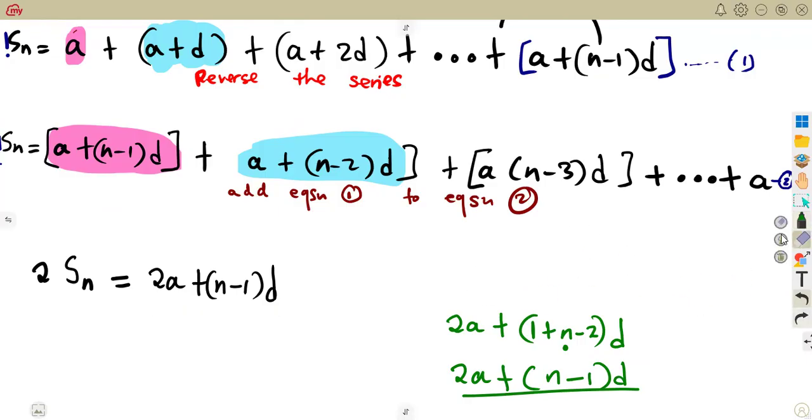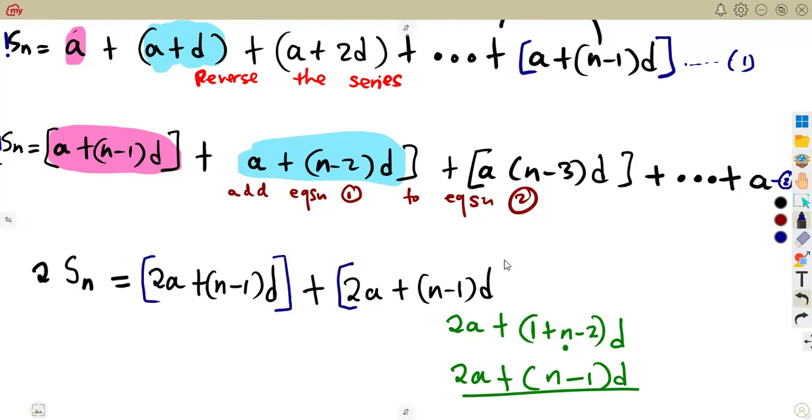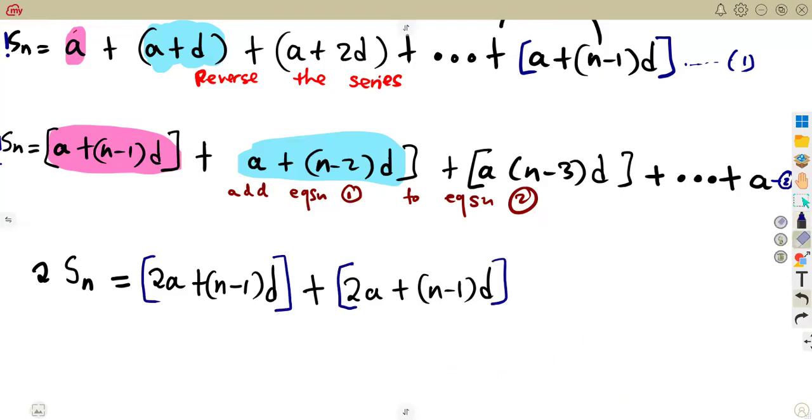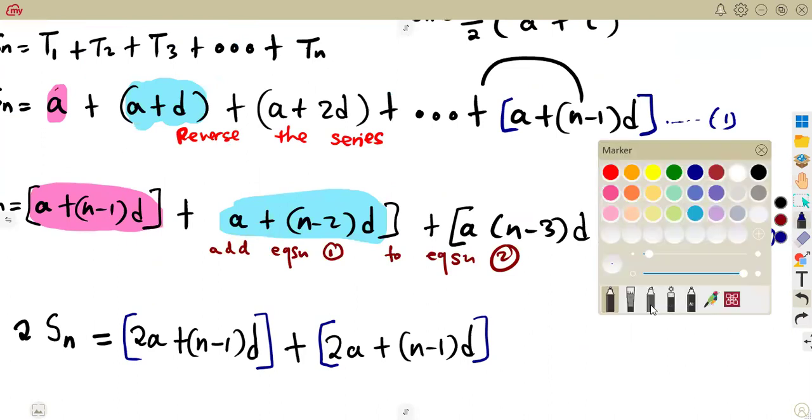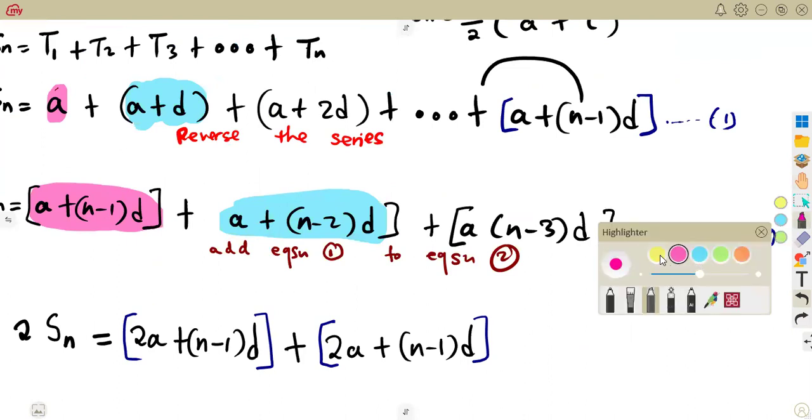So as we can see, guys, we're having the same bracket as this one. This is going to be 2a plus n minus 1 times d, just like what we got here from the first one. You can see the first one and the second one are the same. We move on to the corresponding terms in the other part, and we're going to have the same answer.